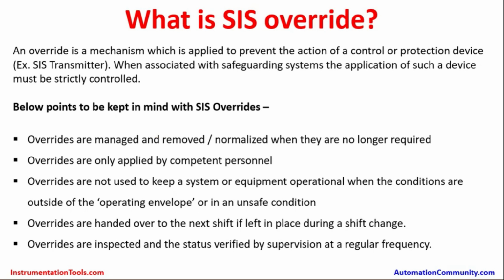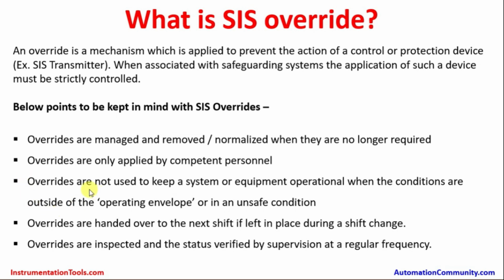Overrides are managed and removed, normalized, when they are no longer required. So they have to be carefully managed by a procedure. Overrides are only applied by competent personnel. Like, anyone cannot make an override. There should be competent personnel, or if the plant operator is doing this activity, this has to be informed to the shift supervisors, and if at all required to the shift manager, and depending on the type of override, it has to be approved by the operation manager as well.